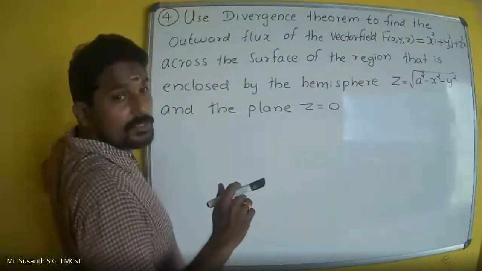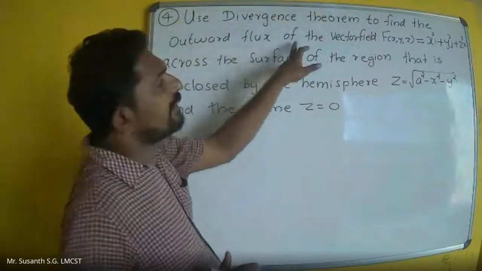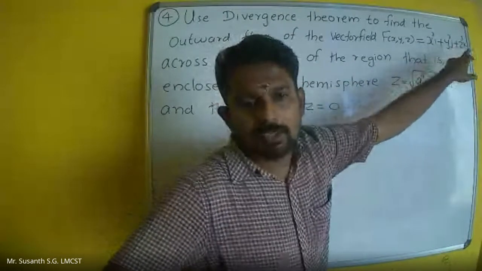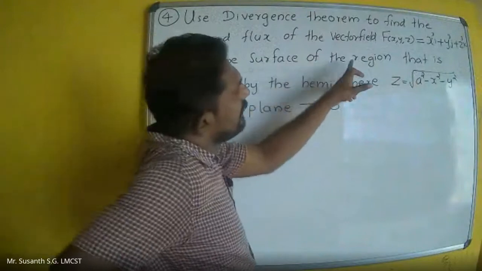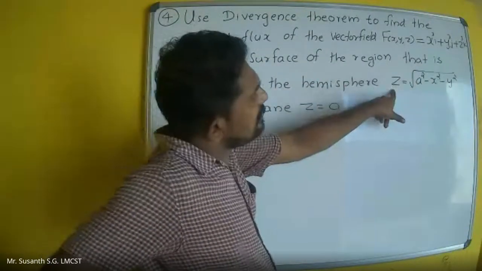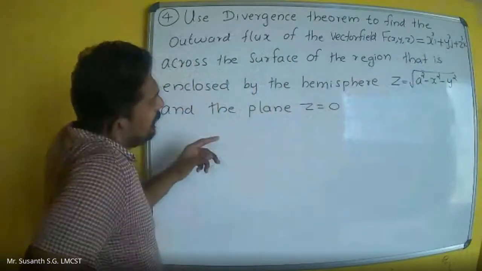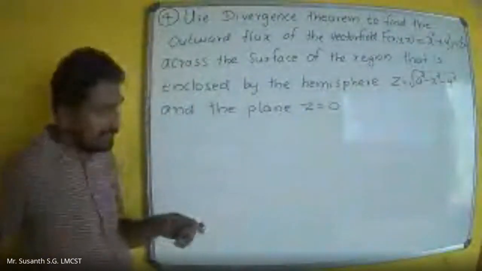Okay, the question: use divergence theorem to find the outward flux of the vector field F = x³ i + y³ j + z³ k across the surface of the region that is enclosed by the hemisphere z = √(a² − x² − y²) and the plane z = 0.